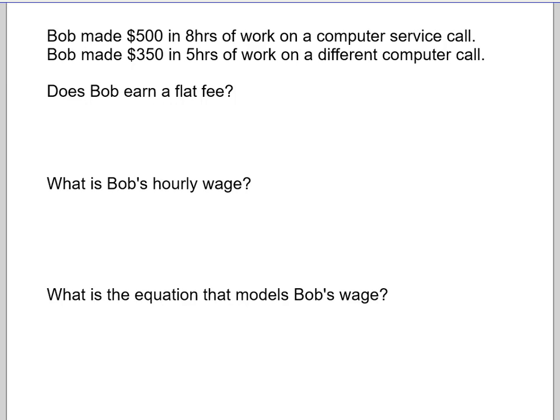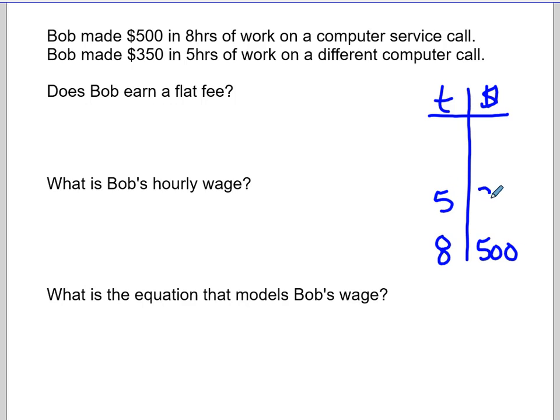Bob made $500 in 8 hours of work on a computer service call. Bob made $350 in 5 hours of work on a different computer call. These are pairs of information, and we've talked about the best way sometimes to solve these is to set up a little table, and to keep that information organized on your table is always a good strategy. Something like that. Okay, so does Bob earn a flat fee?